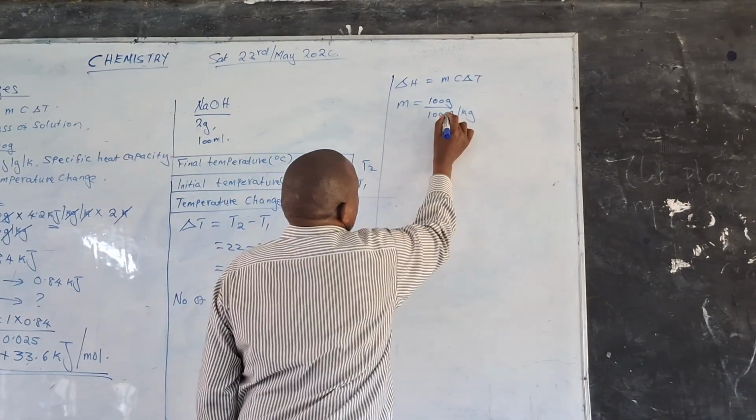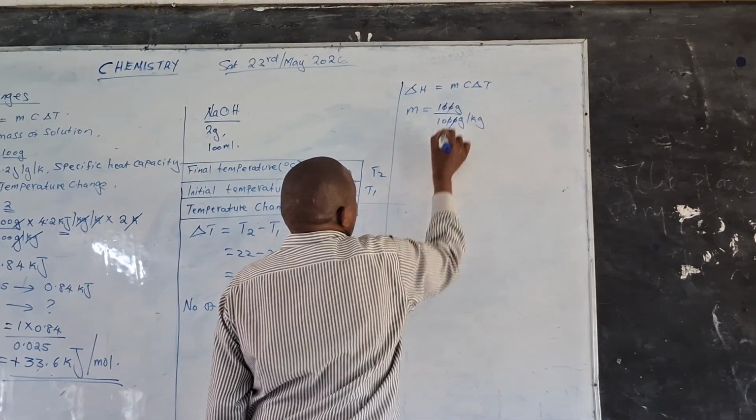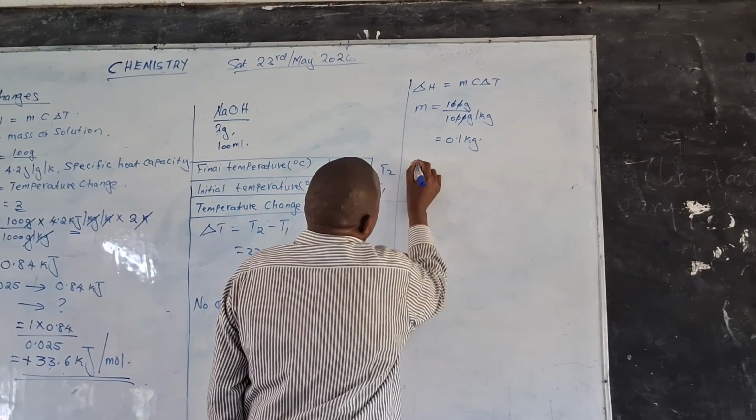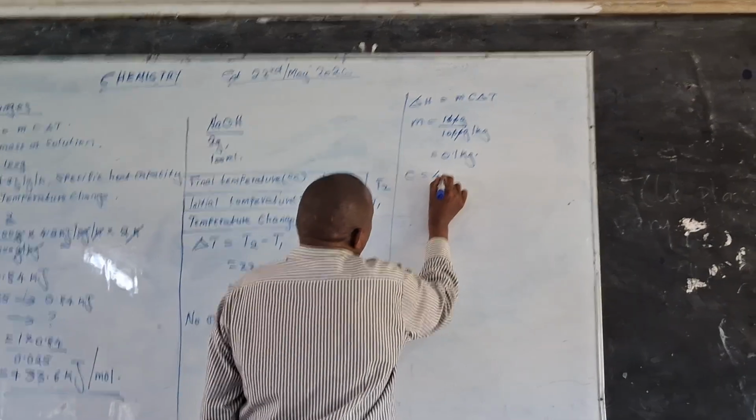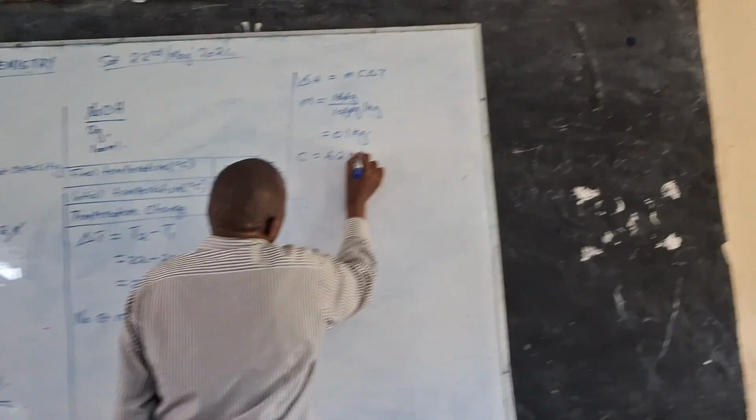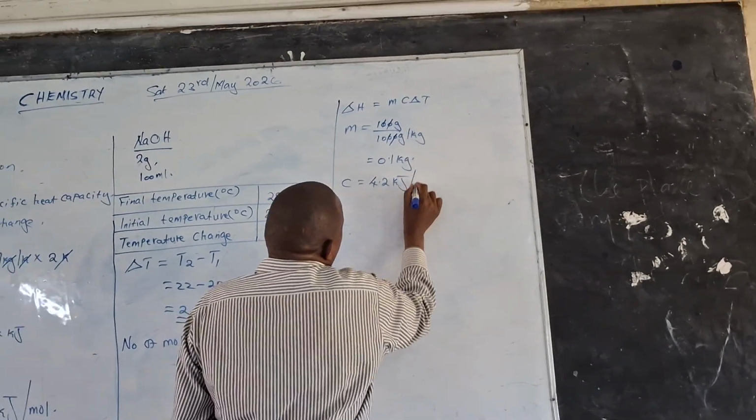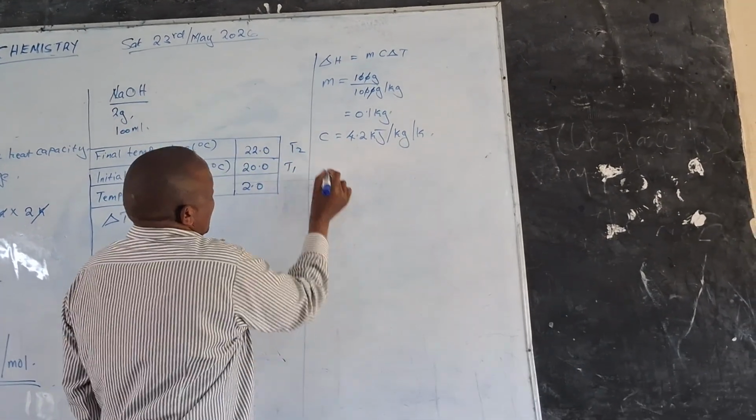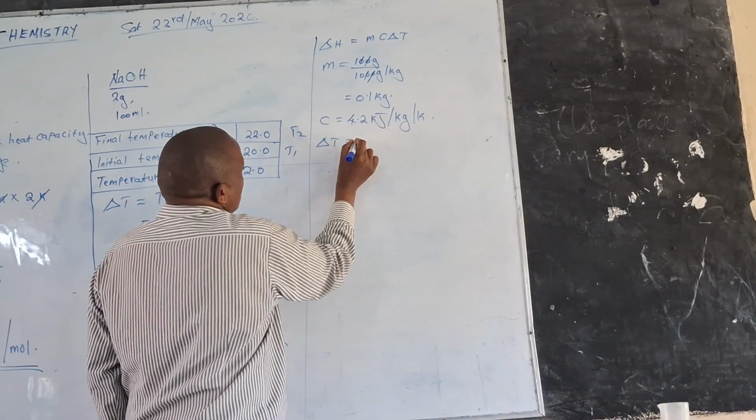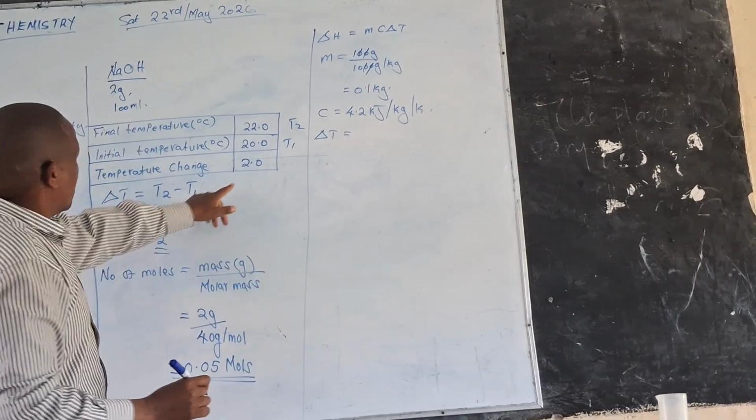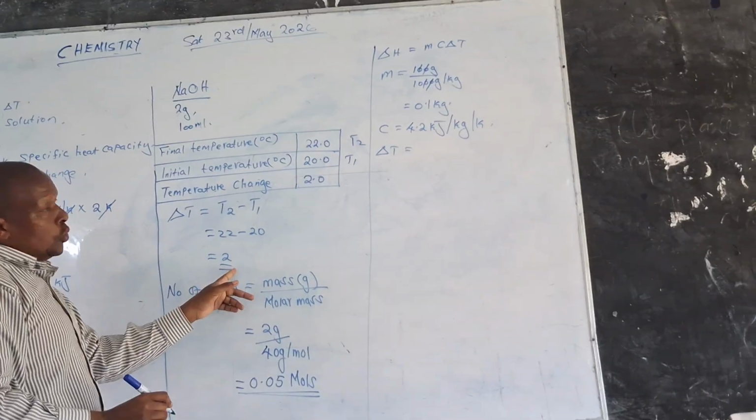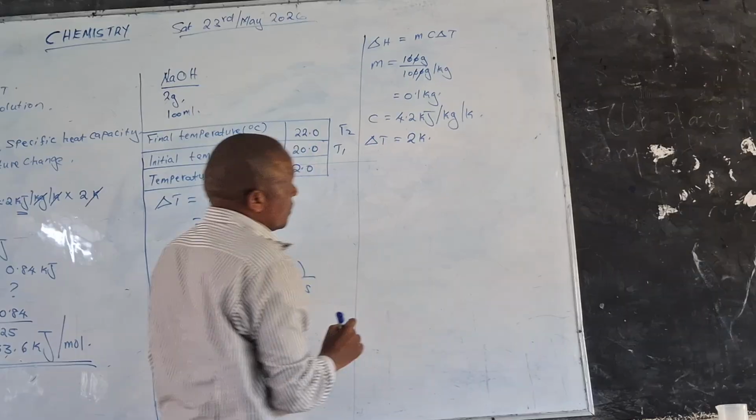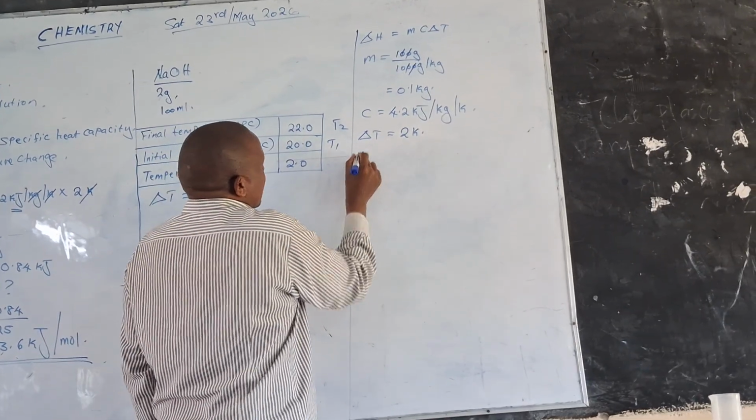Now what will you have? So you'll have 0.1 kilograms. C is 4.2 kilojoules per kilogram per Kelvin. That is C. And then lastly, delta T is equal to what? You have already got it. It is 2, so you can write this one as 2 Kelvin. It doesn't matter. So let us work out delta H.